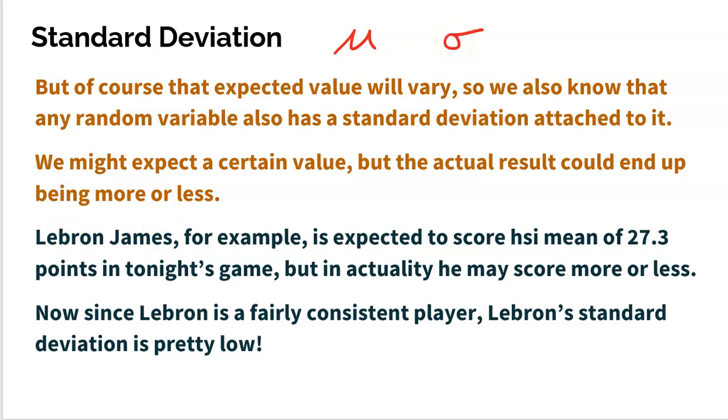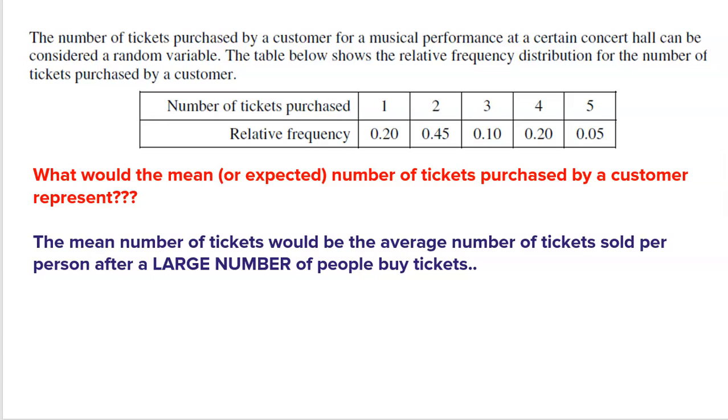All right, so let's look at a specific example here and see if we can understand this, not just looking at LeBron anymore. So the number of tickets purchased by a customer for a musical performance at a certain concert hall could be considered a random variable. The table shows the relative frequency distribution for the number of tickets purchased by a customer. So let T be the random variable for how many tickets a customer might purchase for a particular concert. 1, 2, 3, 4, 5. Those are our outcomes, definitely discrete, and we see the probabilities attached to it.